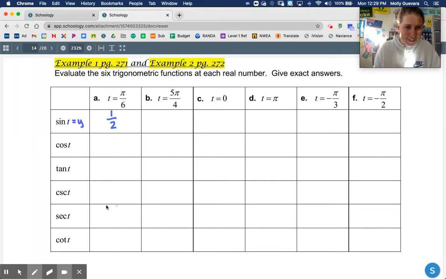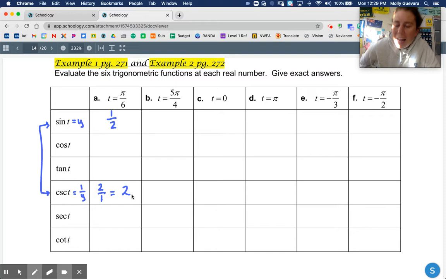Then, knowing that sine and cosecant are reciprocals of each other, this is 1 over y. It's the reciprocal. So that tells me it's the reciprocal of 1/2, which is 2 over 1, which is just 2. So the sine of pi over 6 is 1/2, and the cosecant of pi over 6 is 2.